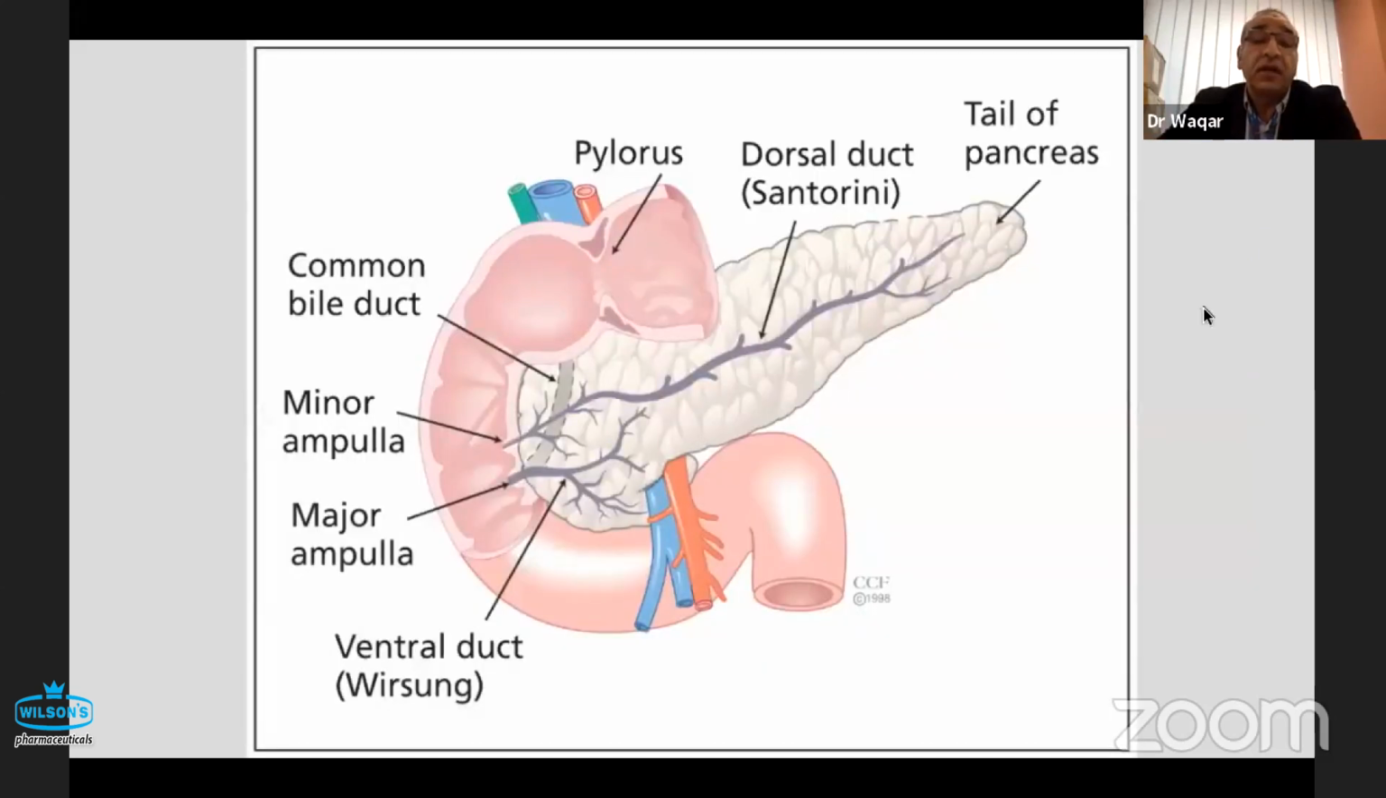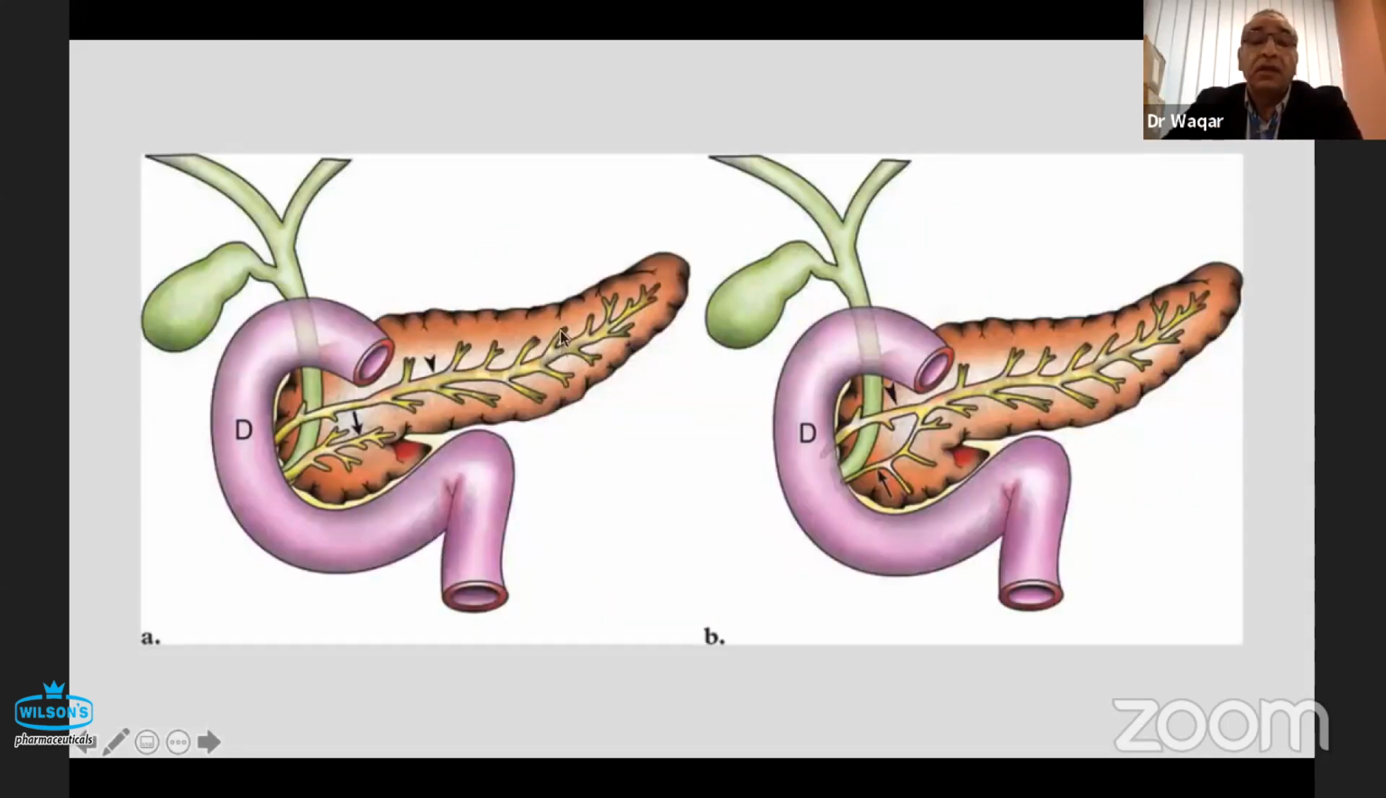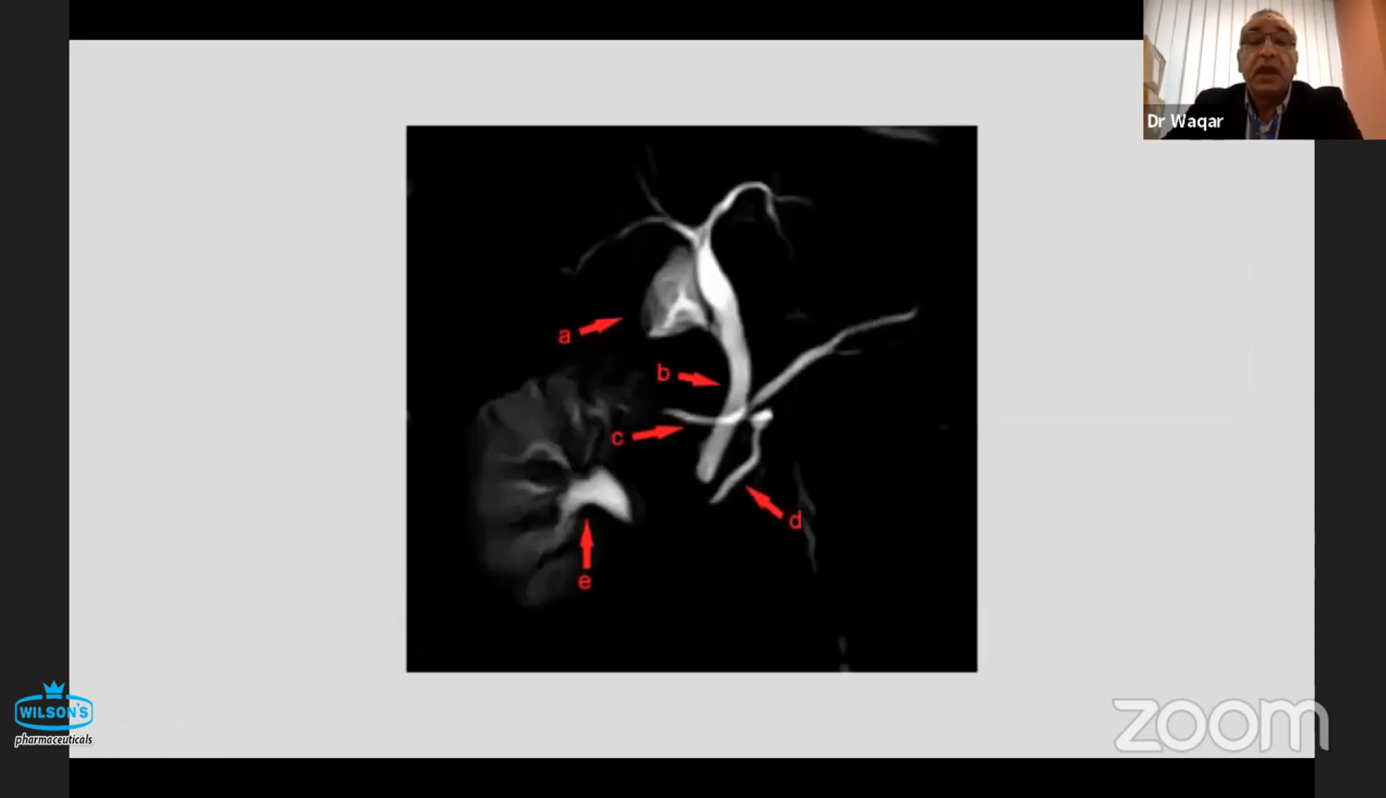Now, that is what happens in pancreas divisum. The dorsal duct, our main duct of Santorini, drains directly into the minor papilla, whereas the ventral duct, or the Wirsung duct, goes into the major papilla. Another picture of the pancreas divisum. And I'll just give you how to diagnose pancreas divisum on an MRCP scan.